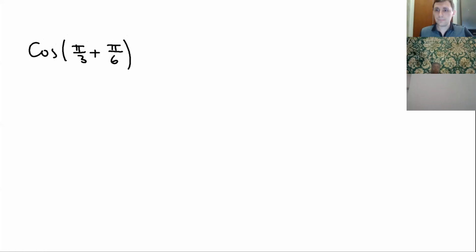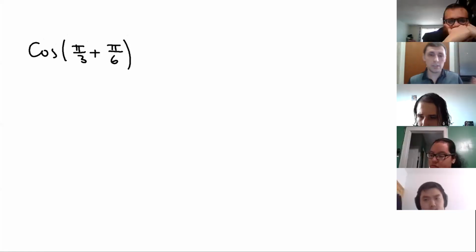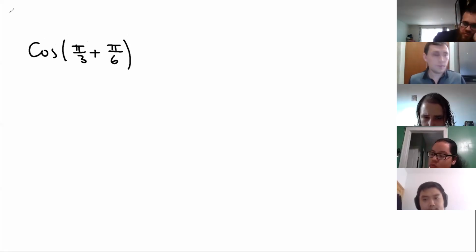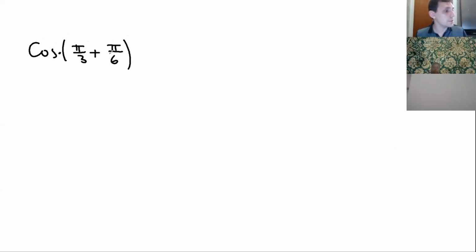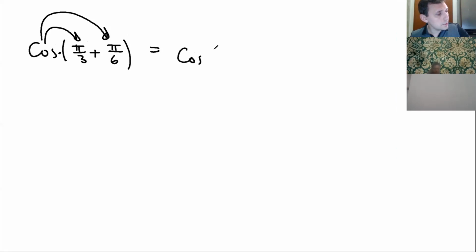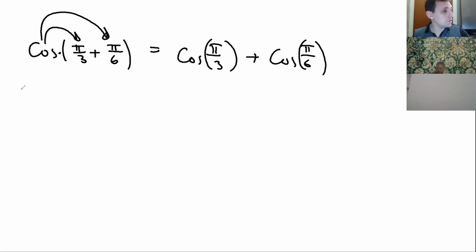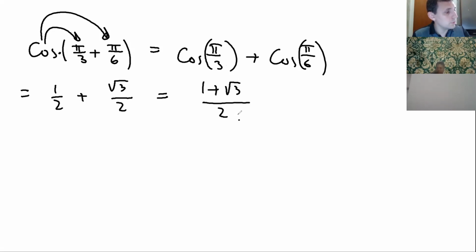Could you please tell me what is cosine of, let's say, pi over 3 plus pi over 6? Yes? So maybe I'll help you, right, to do that together. What we have here is cosine multiplied by pi over 3 plus pi over 6. So I just distribute cosine across, and I get cosine of pi over 3 plus cosine of pi over 6. Yes? And then what is cosine of pi over 3? Cosine of pi over 3 is 1/2. And cosine of pi over 6, we saw before, is root 3 over 2. So the answer is 1 plus root 3 divided by 2. Agreed?